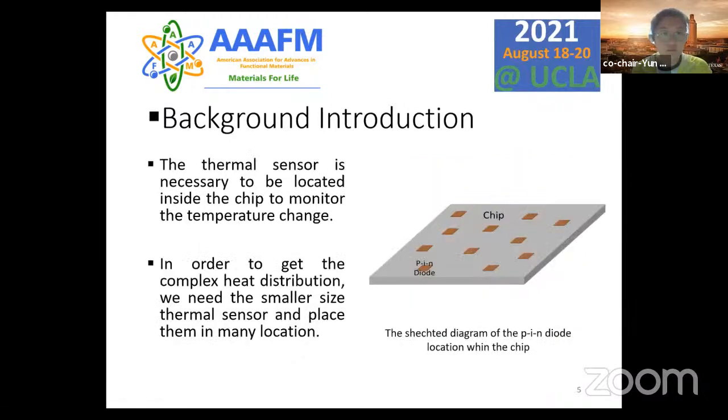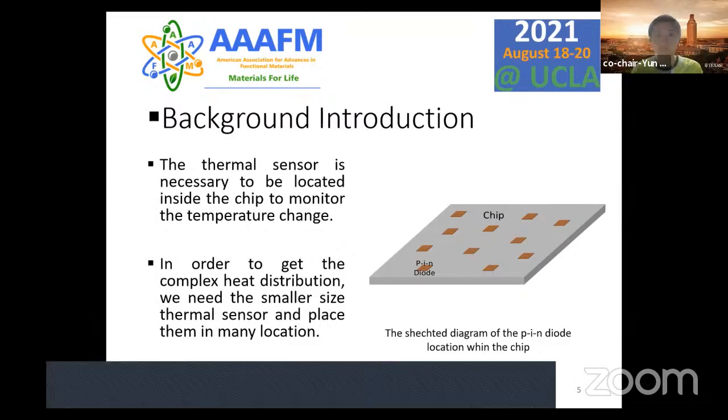So the next page just shows our sketch, the diagram of the PN-delta location within the whole chip. You can find that the gray square stands for the whole chip and the substrate wafers, and the gold square stands for the PN-delta. Because it's very small, it can be located in as many places as possible inside the chip.